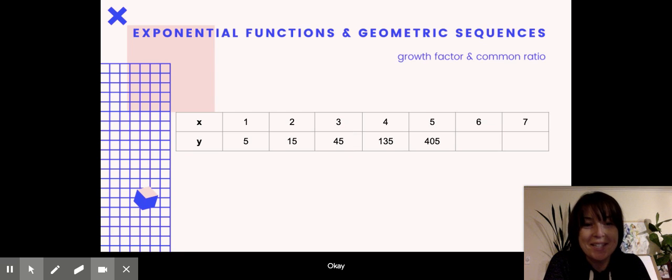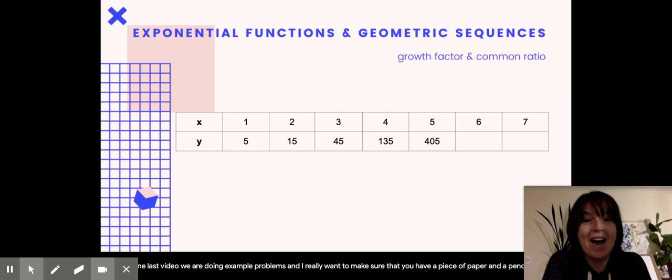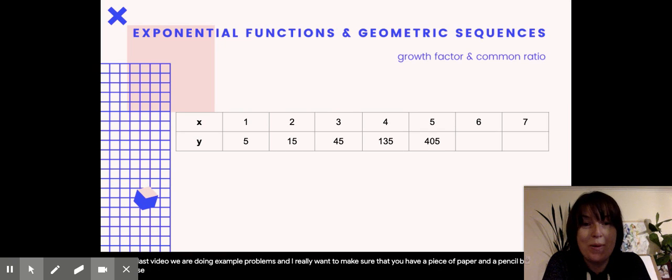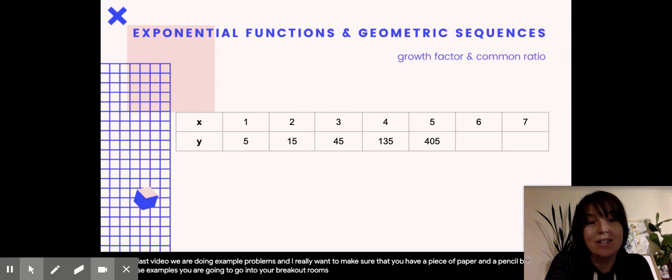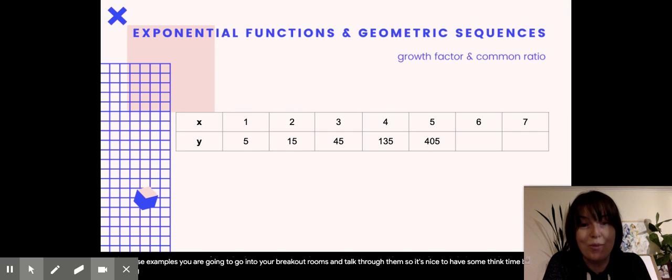Okay, one last video. We are doing example problems, and I really want to make sure that you have a piece of paper and a pencil, because after we do these examples, you are going to go into your breakout rooms and talk through them. So it's nice to have some think time before we go to working with groups.